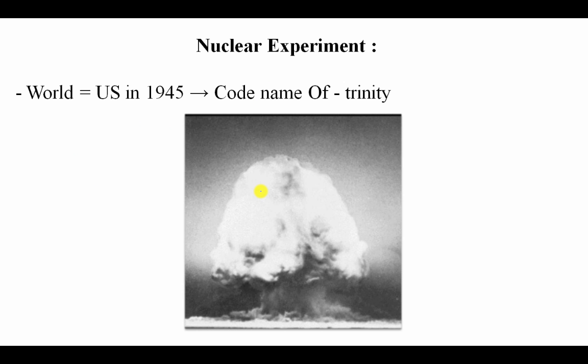Now, nuclear experiment. The first nuclear experiment was done by the USA in 1945 with the name Trinity. The code name of that nuclear experiment was Trinity, and it was done in 1945.